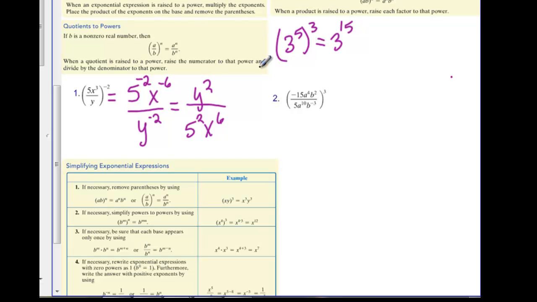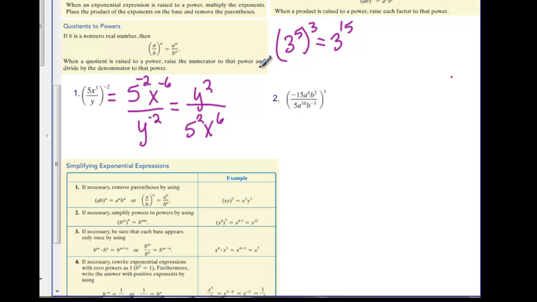How about we work through number 2? It has a tricky spot in there, even beyond the first one. So 2 is negative 15, a to the 4th, b squared, all cubed, over 5, a to the 10th, b to the negative 3. There's a couple things we can do here.